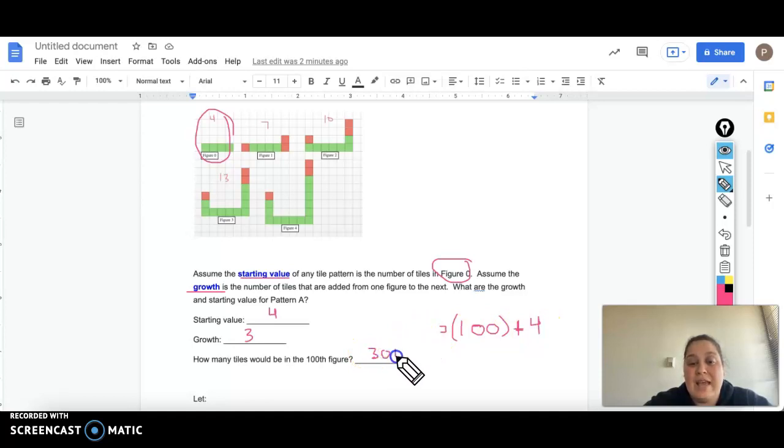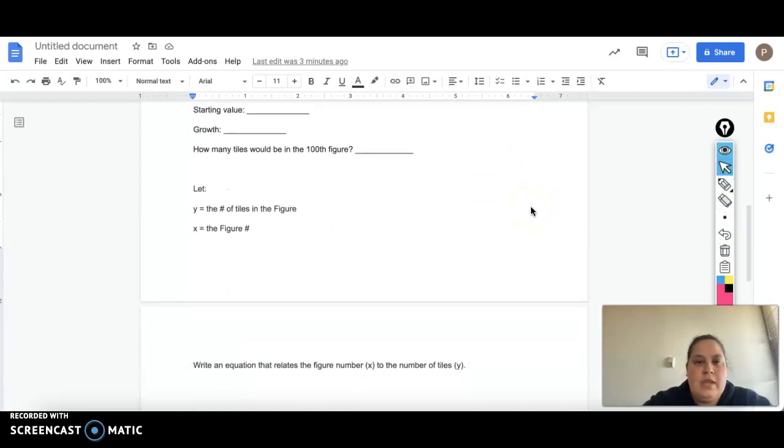If we actually sat here and made all of those tiles all the way up to figure 100, we would have 304 tiles in that figure. This is an equation. We're going to talk about this equation in a second, so I'm going to scroll down a little bit. And it says we're going to let y equal the number of tiles in the figure. So how many tiles will we have? That's what y is going to equal.